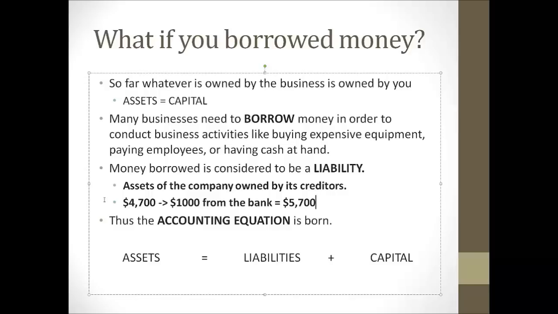The accounting equation allows us to see how much money the business has right now in assets, and how much of that money is actually ours, and how much is actually the creditors' or the bank's in this example. So we could use the accounting equation to express that the business has $5,700. Out of that $5,700, $1,000 is owed to the bank, or to the institution that we borrowed the money from, and the rest of the money is actually owned by the proprietor of the business.